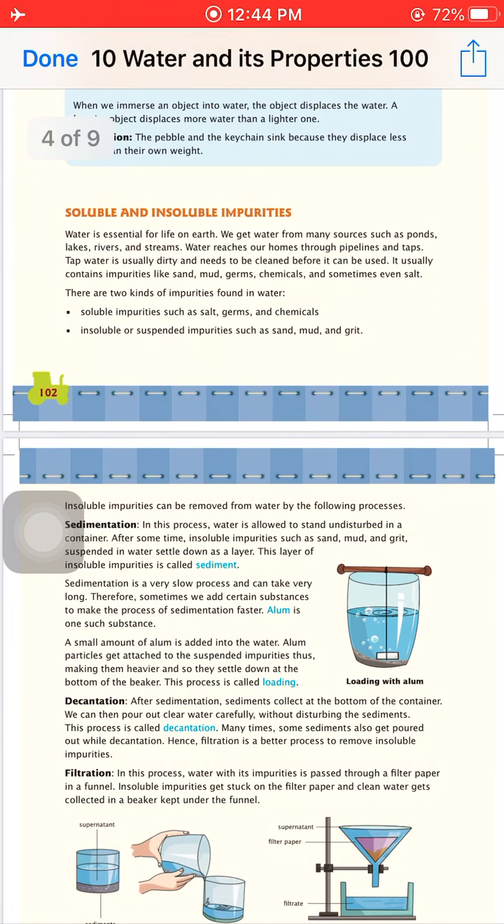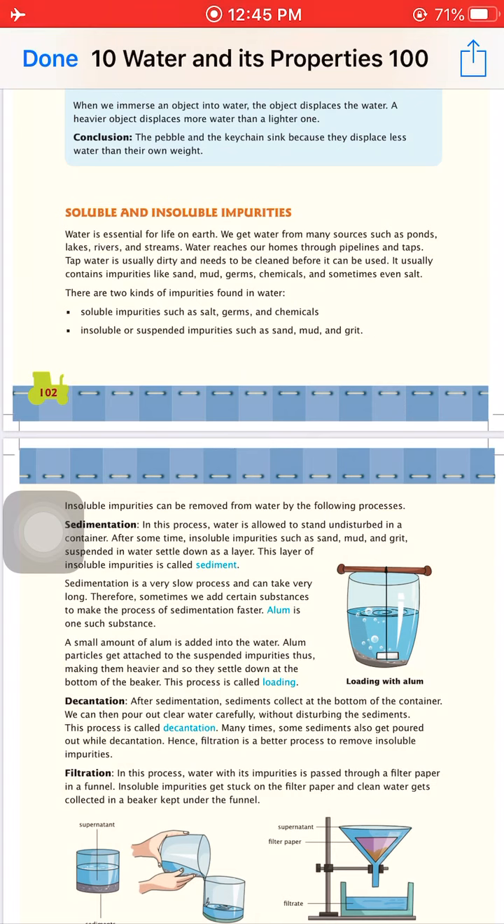now we learn about the soluble and insoluble impurities. First of all, in a simple way, soluble impurities are those that are soluble or completely mixed inside the water, okay, which we cannot differentiate easily with the help of our eyes. And the insoluble impurities are those impurities which cannot be dissolved or mixed inside the water completely, and we can observe those impurities directly with the help of our eyes.